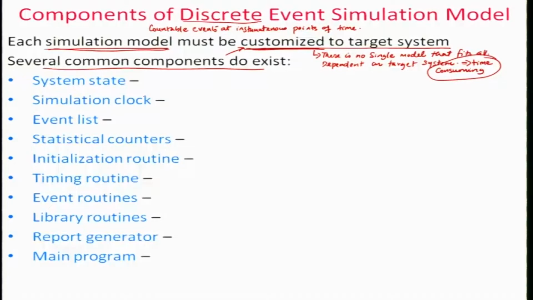The first one is what we are going to call the system state. We already talked about what the state of the system is. In a very simple way, it is a variable, or a collection of variables, that describe the state of the system. The collection of variables together that describes the state of the system is what we call the system state.